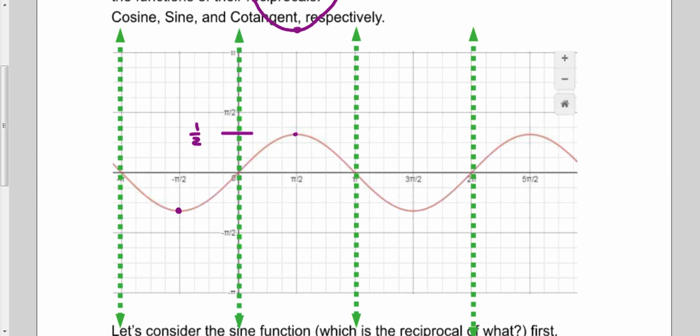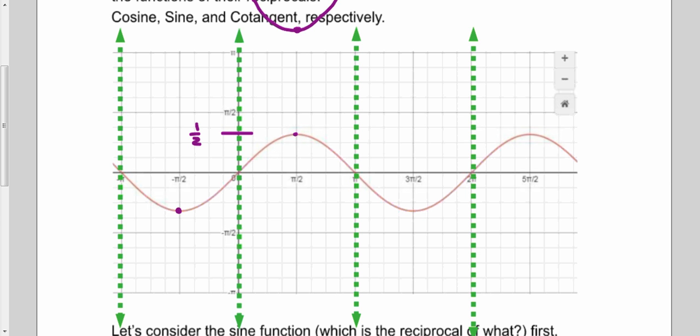So do they always touch necessarily? No. Don't make that mistake. So if I got 1/2 of sine, it might look like that. They don't necessarily have to touch.